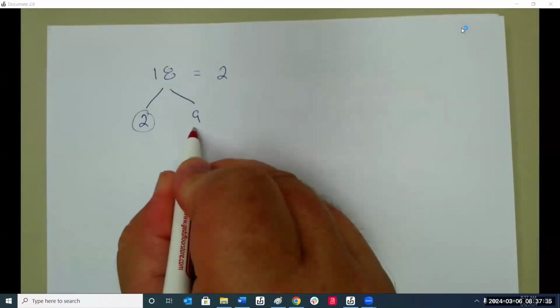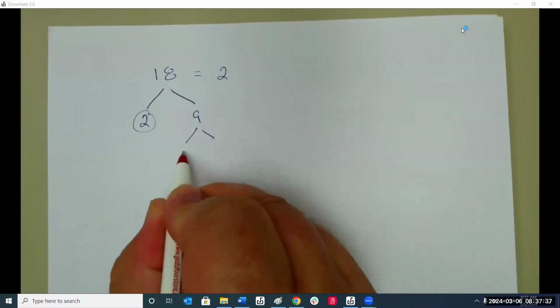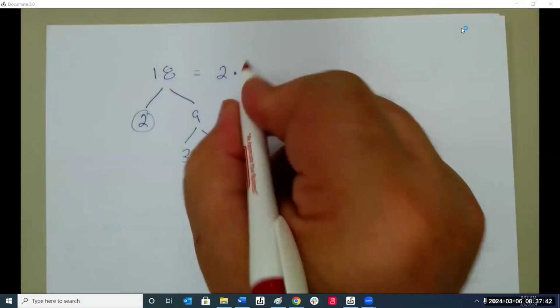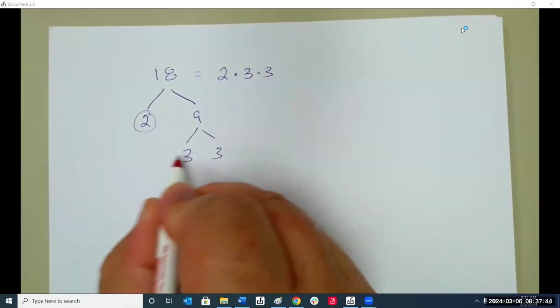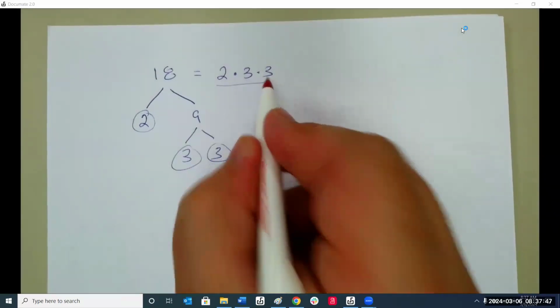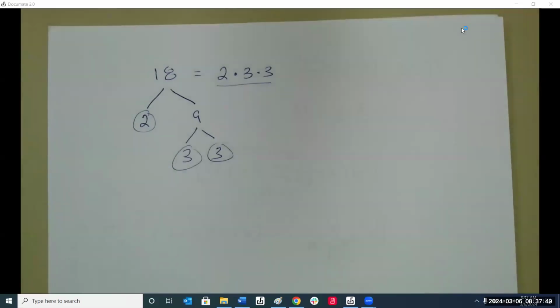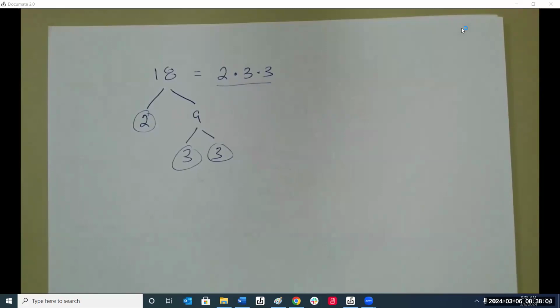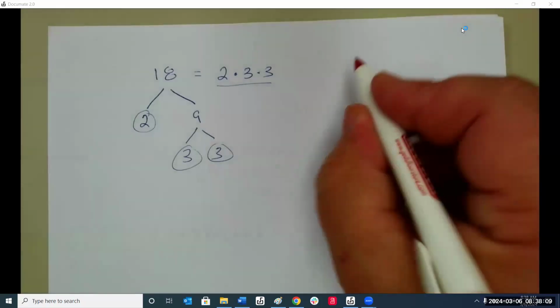How about 9? Can we go any further there? It's made up of 3 times 3. And 3s are prime numbers. So there's the prime factorization of 18. So prime factorization means reducing a composite number down to its prime numbers. That's prime factorization.